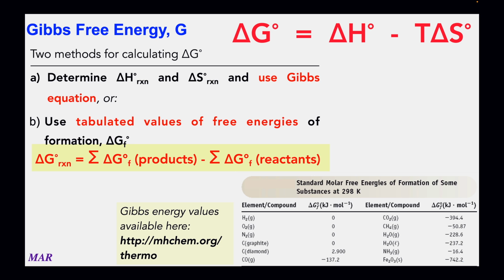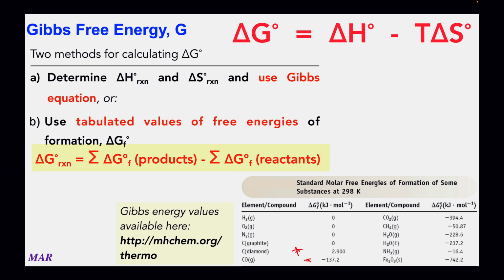Like delta H, delta G values for elements in their standard states are equal to 0. But after that, delta G values can be both positive and negative. So there's diamond, it's a positive number. On the other hand, carbon monoxide has a negative delta G. So you kind of have to look the values up. I think more of them are negative than positive, but honestly, you should look at them to make sure.